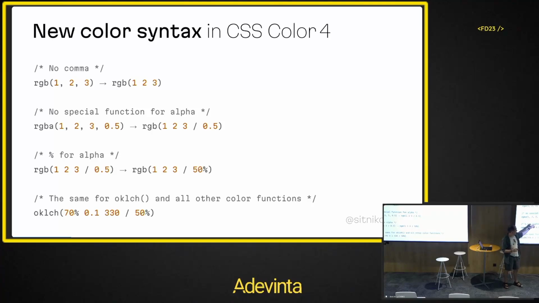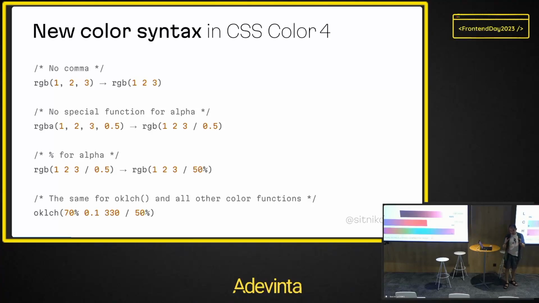Second, instead of having two functions like RGB and RGBA, HSL and HSLA, we can now use only one and put alpha, the opacity, after a slash. And also we can use percents for the opacity. And all these changes could be applied to any function. I'm describing these changes because I will use them in my slides.